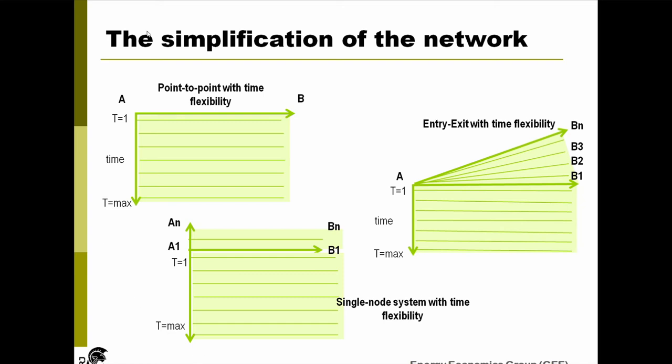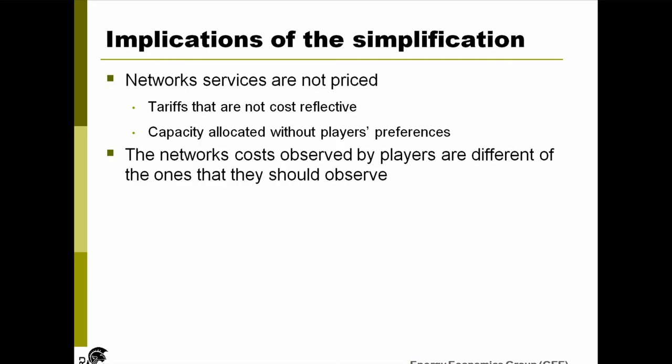So the main idea of these schemes is that what we are doing in the simplification process is to define a certain trade-off between vertical integration and market arrangement, which is essentially a step defined by economic theory. So the bottom line again is that you cannot escape in network industries the definition of some level of flexibility. So we have a situation where network services are not priced. So as network services are not priced, we will not have tariffs that are cost-reflective, and we will not have capacity allocated according to players' preferences.